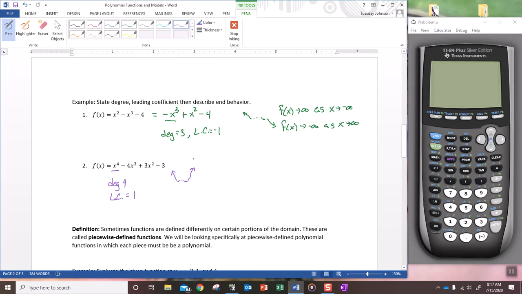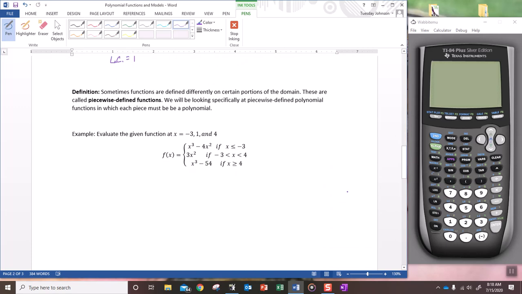Positive, they finish up. So we say that f of x approaches infinity as x approaches -infinity, and f of x approaches infinity as x approaches positive infinity. All right, so end behavior, if you draw the little diagram, it's easier to write what the actual end behavior is with the arrows.